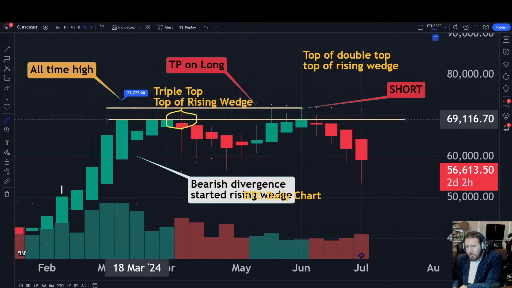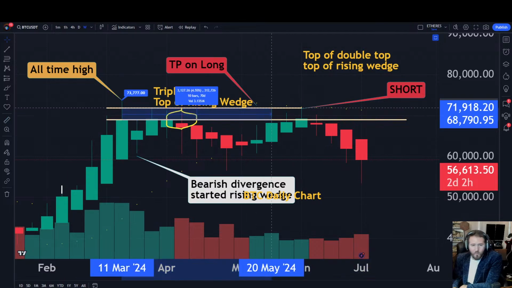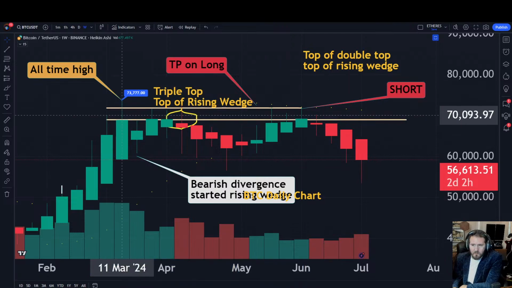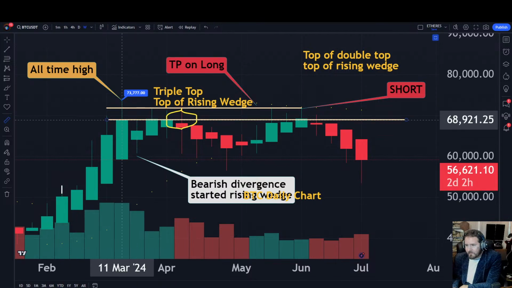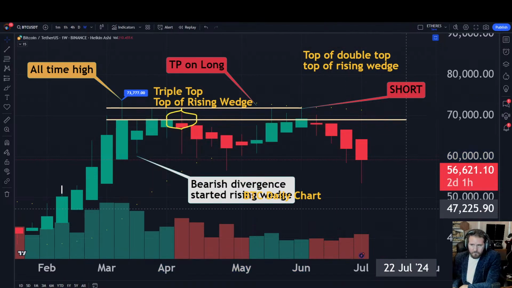The most that we went above that body of the wick afterwards was about 4.5%. So even the people that took profits early after getting rejected from all-time high, they're like, oh, no, I'm out of here. Price still went down from that 69K at least another 22%. So you can use this indicator.